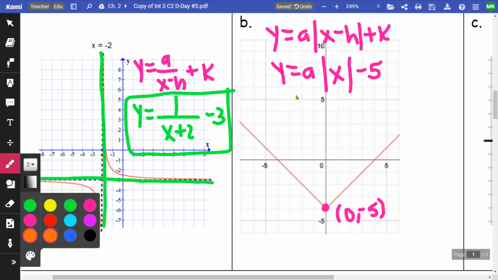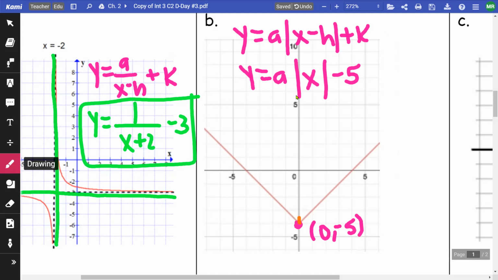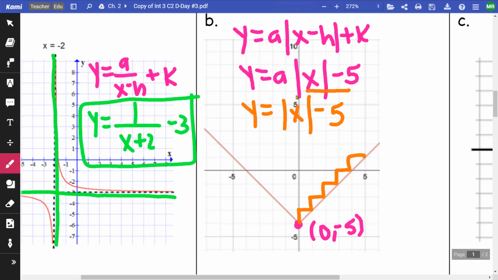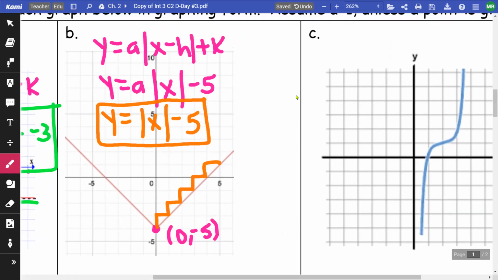Now, again, it says if they don't give you a point that your A is 1, but if you're looking at this, how you can figure this out is really this is like a line. So if I look at the slope, up 1 over 1, up 1 over 1, up 1 over 1. So 1 over 1 is a 1. So that means this is going to be y equal 1, or just plain old absolute value of x minus 5. And that is our equation.